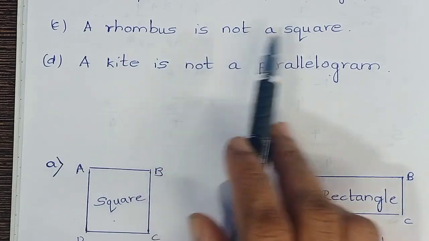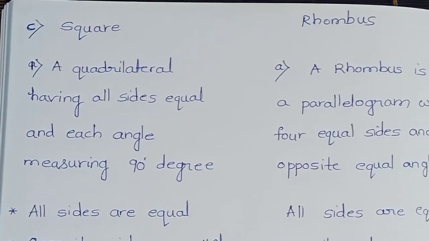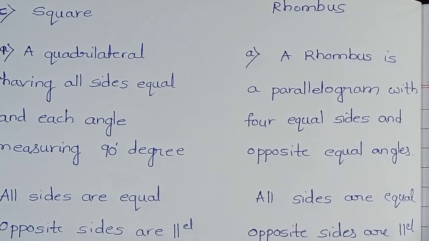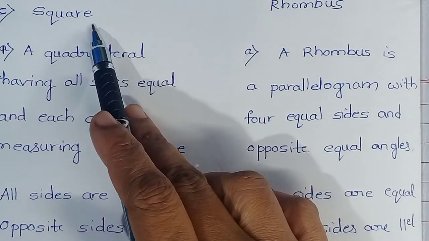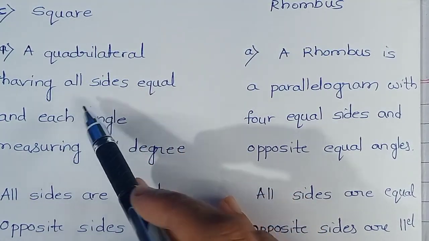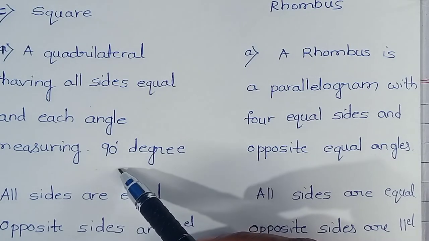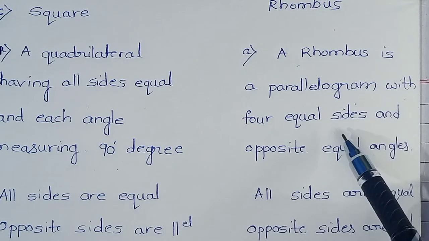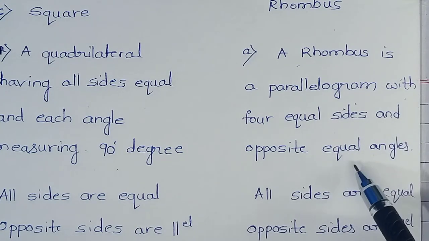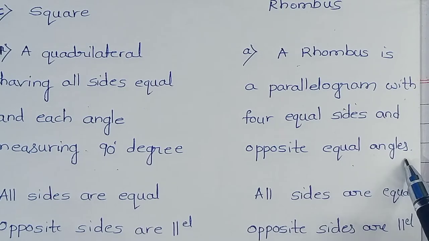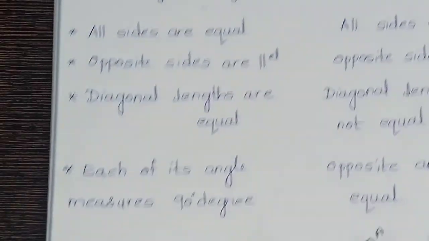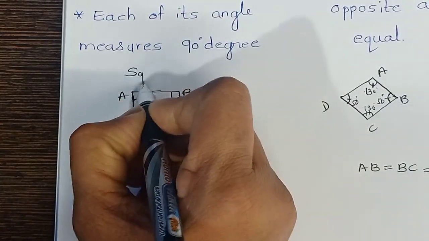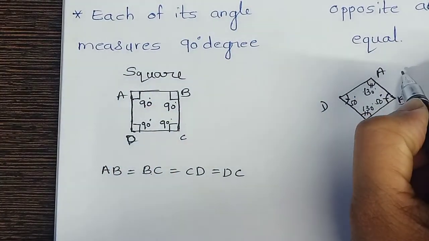A rhombus is not a square. Now, let's see the properties of square and rhombus. In a square, a quadrilateral has all sides equal and each angle measuring 90 degrees. But a rhombus is a parallelogram with four equal sides and opposite equal angles. What does it mean? Let's see. See here, this is a square and this is a rhombus.